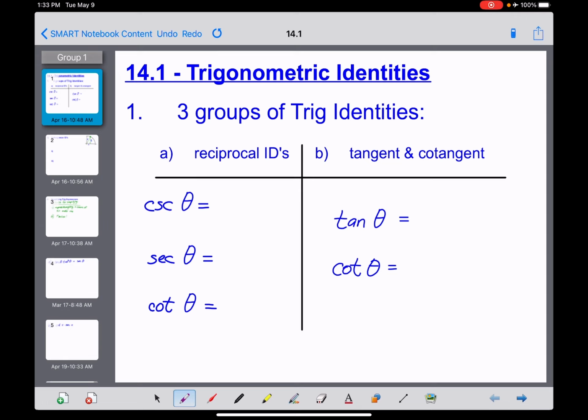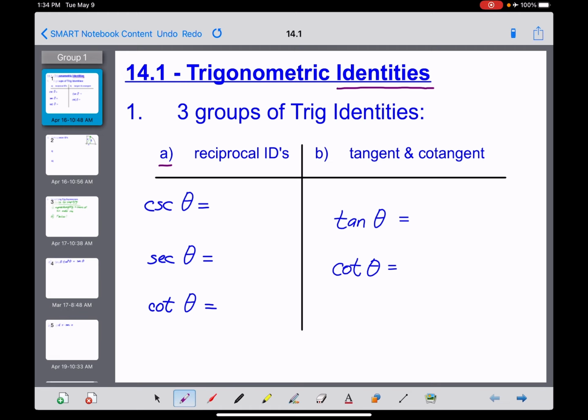Anywho, we start off with some trigonometric identities, mathematical statements that we know are true, and we'll talk about why as we go through here. So the first thing we're going to do is break these up. I've never had a great way of organizing these, so I'm just calling this the three groups of trig identities. These aren't the only ones, but they're the ones we're going to need for this chapter here in Algebra 2.